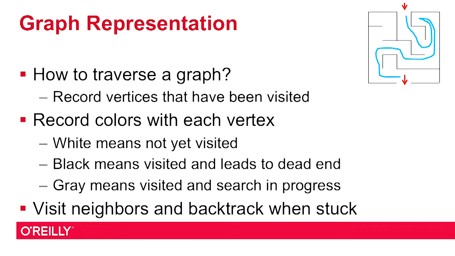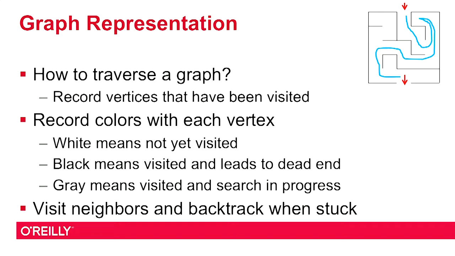We're going to use colors, the concept of colors, to be associated with each vertex. And that's what I'm going to use to keep track of my state as I'm traversing a maze. There'll be 3 colors that come to mind. We'll start with white. If a vertex is labeled or colored white, it means that I haven't yet visited it. That's the default case.